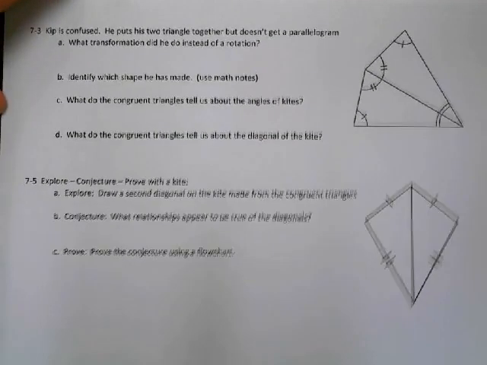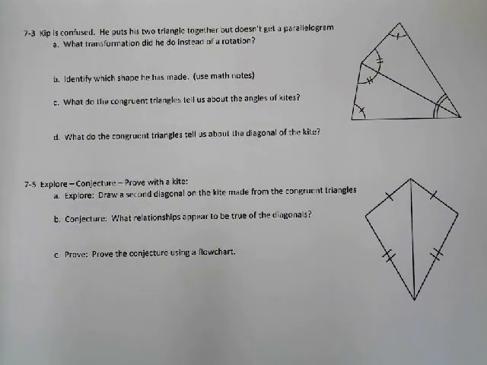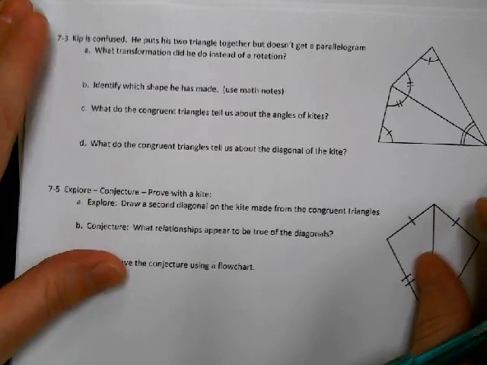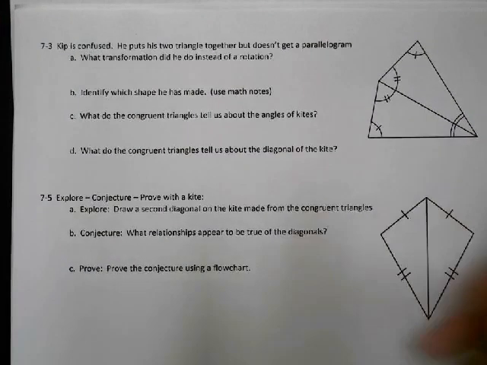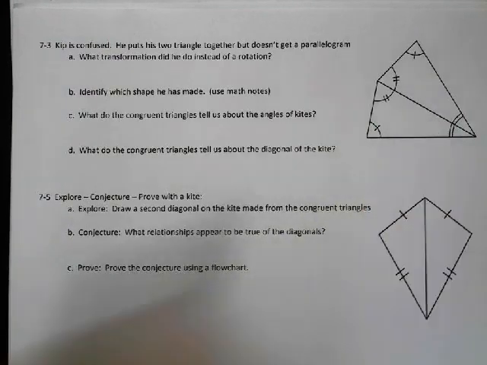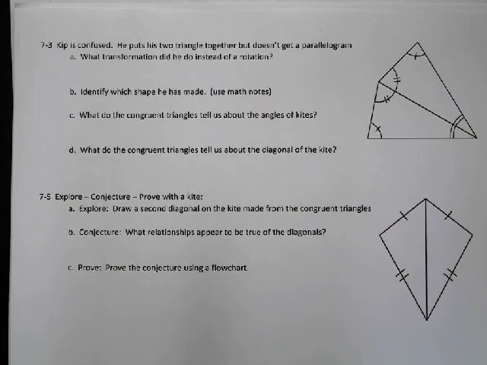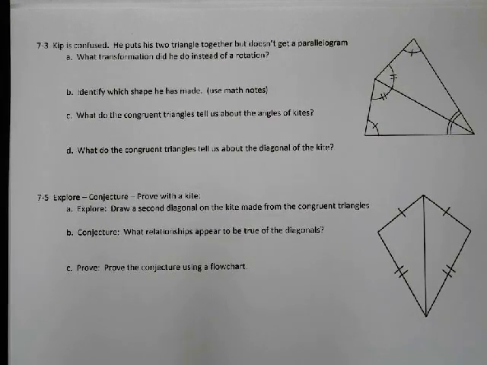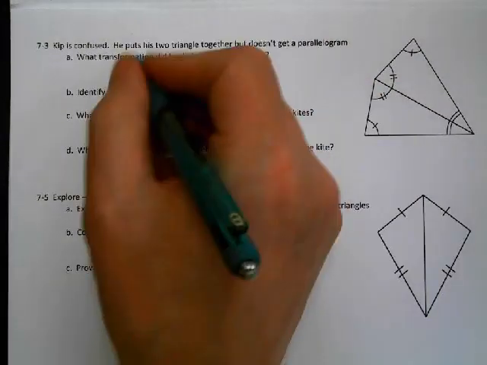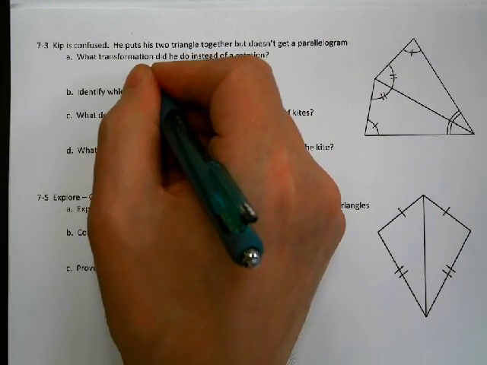All right, Kip is confused. Come on, Kip. So Kip's confused. He put his two triangles together, but he doesn't get a parallelogram. So Kip's got this triangle. He tried to put them together, and he's like, oh man, I'm not getting a parallelogram. What did I do wrong? What did he do? Instead of a rotation, Kip reflected. Silly goose. So Kip did a reflection instead of a rotation.